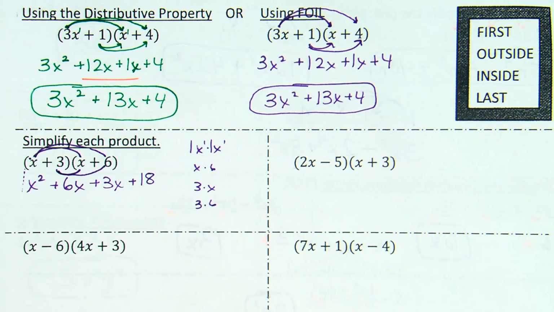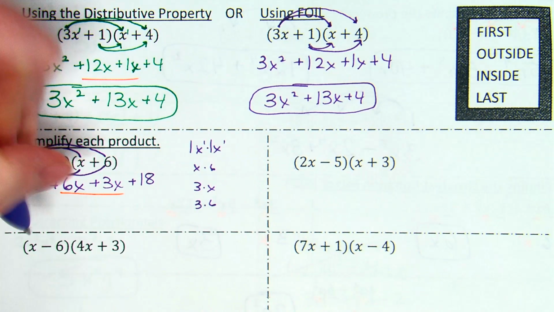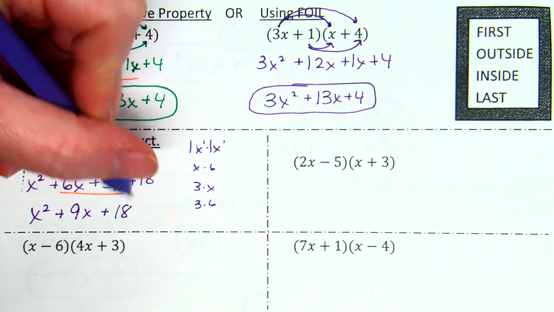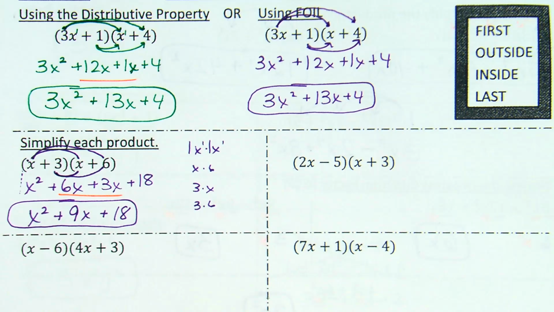What terms can be put together? 6x plus 3x. Yeah, like terms. 6x and 3x. So we're going to carry down x squared. A positive 6x plus 3x is going to make 9x. Plus, don't forget, 18. Notice it's those middle two terms that are adding. Everything else just carries down.